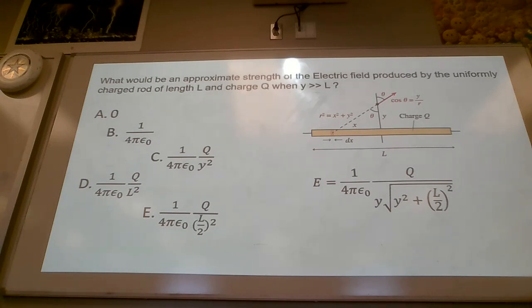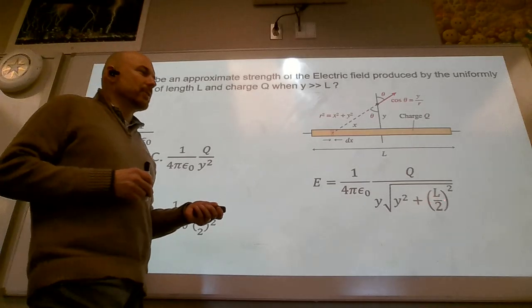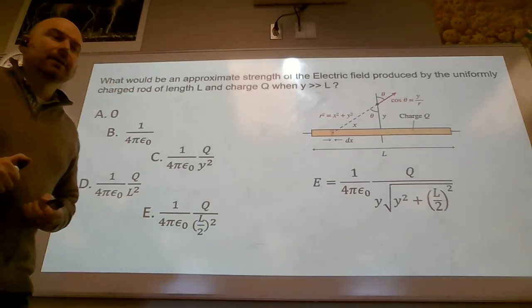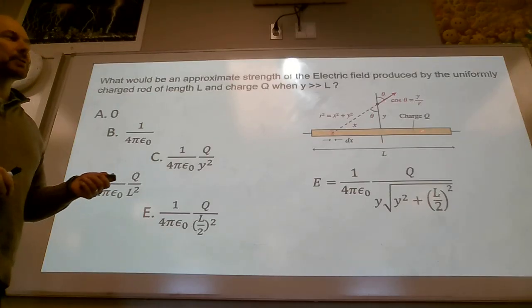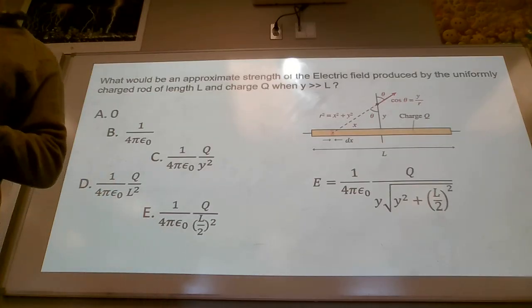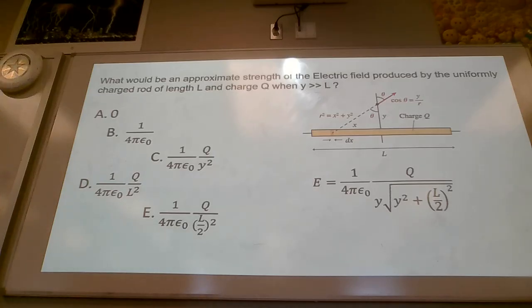Okay, is everybody good with C? If you made L 0, you get the answer. If you're really far away, you can't distinguish between this being a point charge versus that being a rod. It's just like a point charge y away.